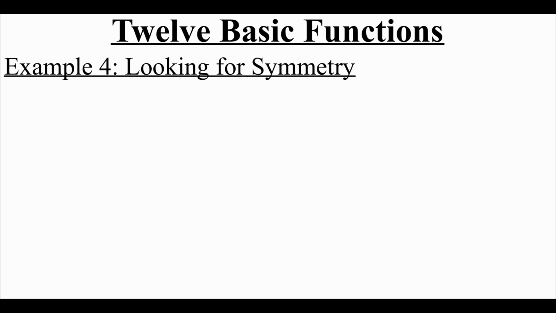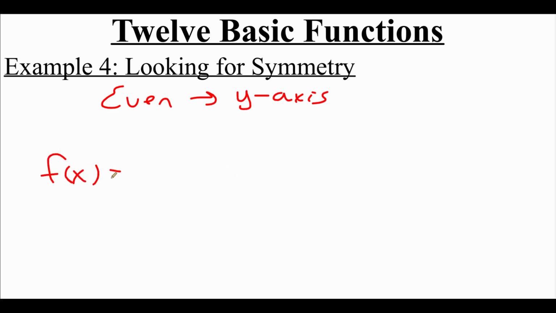We can also take a look at our graphs to figure out symmetry. 3 of those 12 graphs that we looked at were even, meaning that they had y-axis symmetry. And remember, y-axis symmetry means the right side of our graph looks the same as the left side of our graph. One of those even functions is f of x equals x squared. Because if we think about that parabola, the right side and the left side have the exact same behavior.